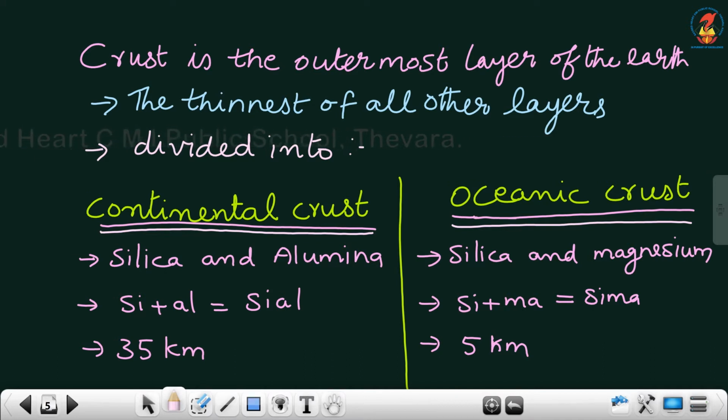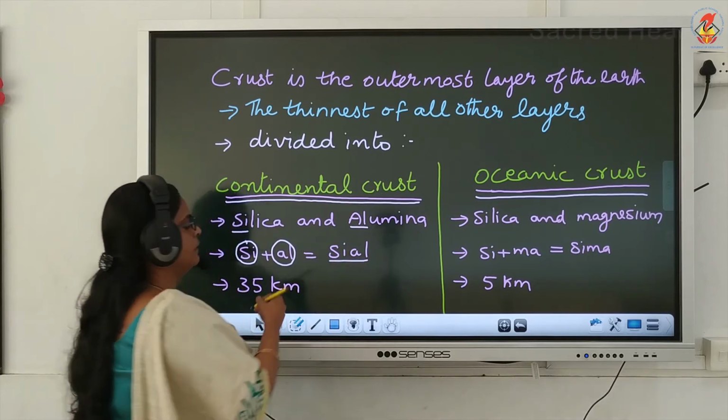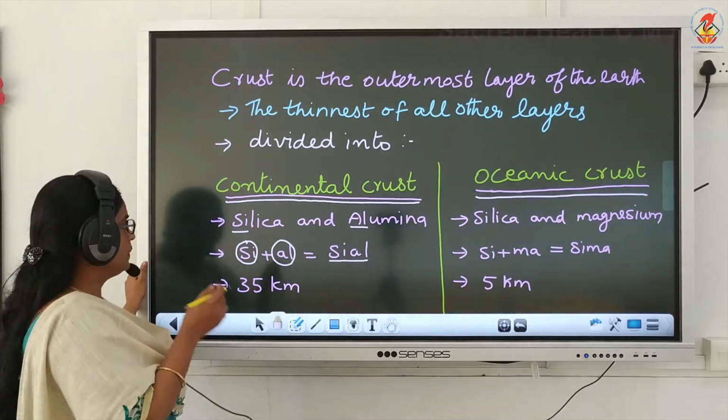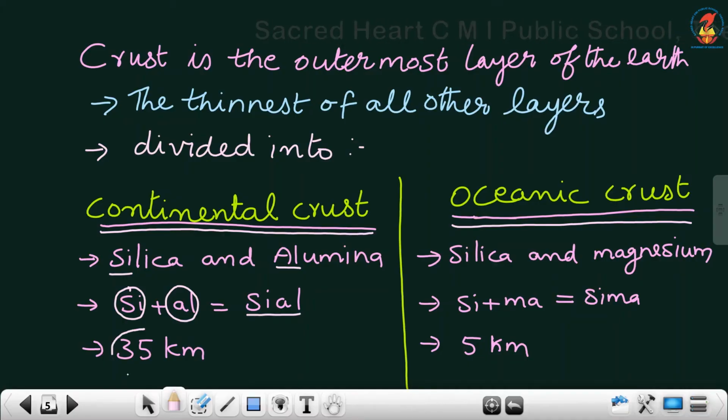We call it Sial because we get Si from silica and Al from alumina. Thus, we call it Sial. Now, the depth of the continental crust is 35 kilometers. How many kilometers depth? 35 kilometers. Now, what about oceanic crust, children?